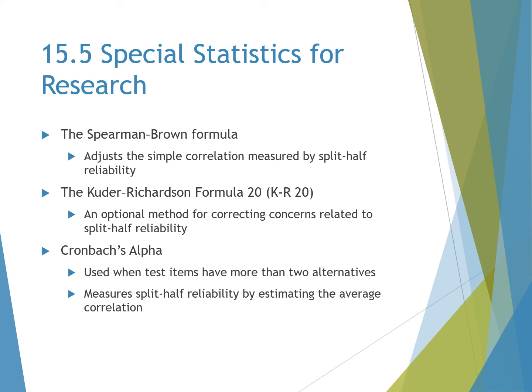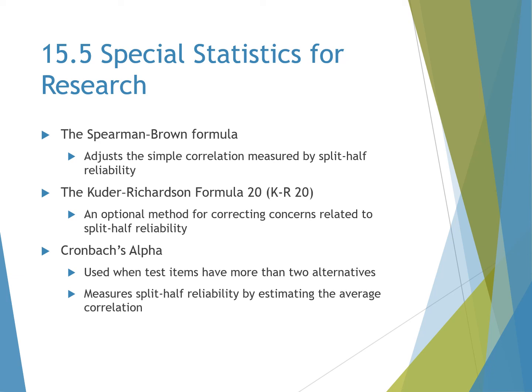Kuder-Richardson measures the average correlation from every possible way to split a test in half. So this is limited to tests where each item has only two possible answers. And again, it gives you a correlation that indicates reliability.